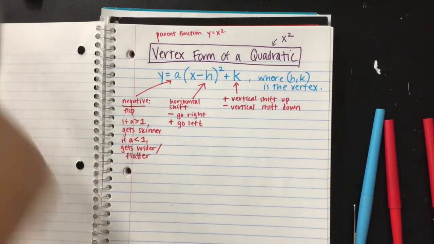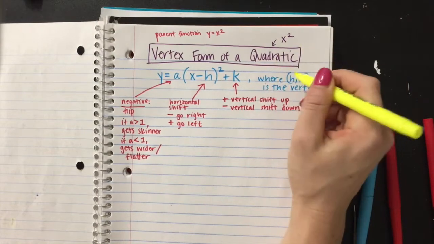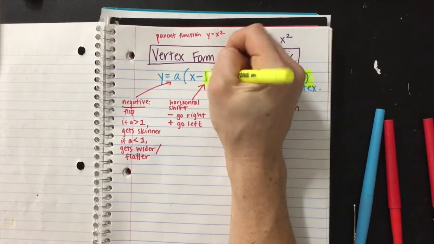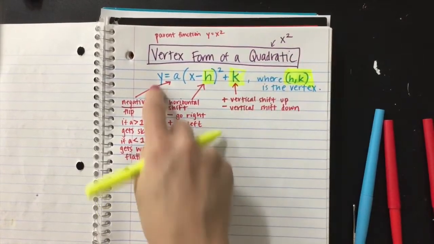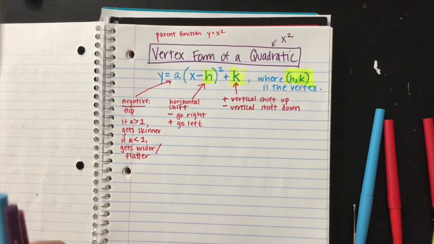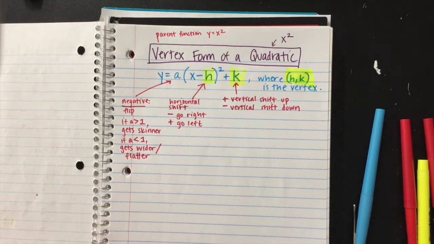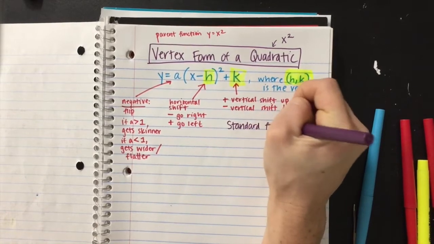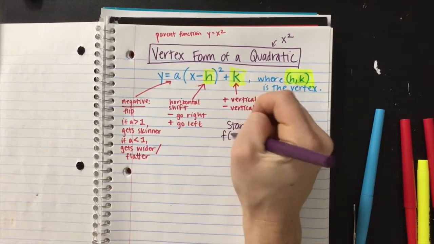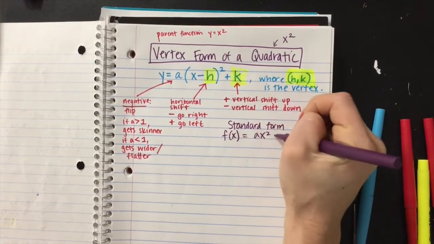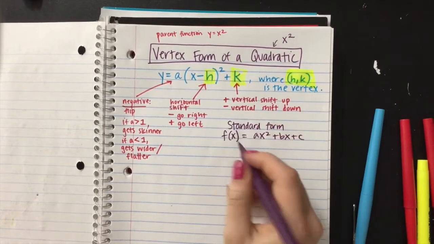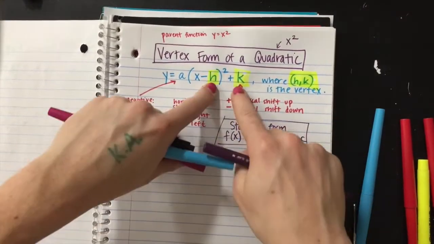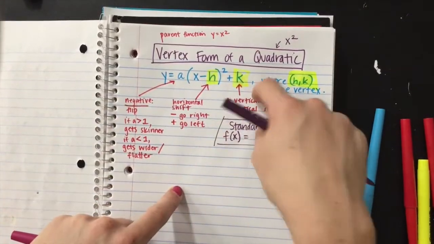Today, though, we're going to be thinking about this all in terms of the vertex, which is just these two values, h and k. Now, I know vertex form looks pretty complicated, but compared to standard form of a quadratic, which you guys know is f of x equals ax squared plus bx plus c, vertex form actually is a lot easier to graph because it tells you the vertex, and then all you have to do is plot the points.